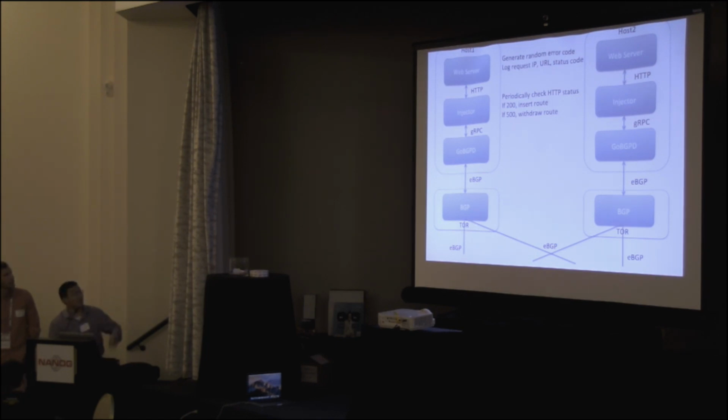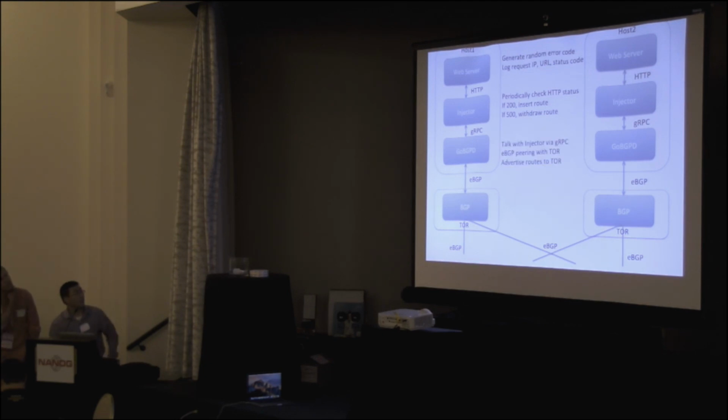So we check the web server status. For example, if it returned 200, we will insert a route to the BGP server. Otherwise, we will withdraw it. Basically, we tell the network that this web service is not available, so go to other web servers to get the content.